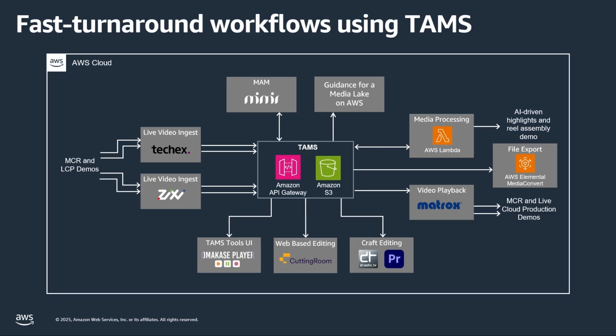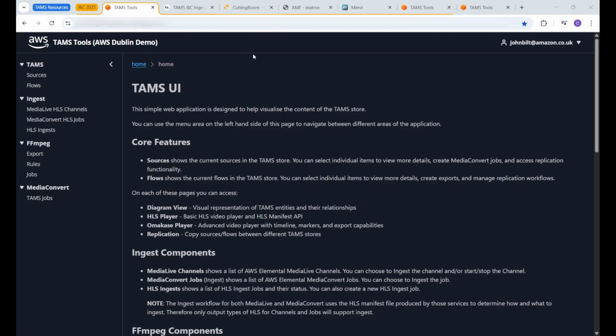So let's have a quick look at some of that demonstration. So I'm here looking at our AWS TAMS store. The implementation of TAMS is an open source version that we have put out on GitHub to help customers and partners get going as a reference implementation. In addition to that, we've also released the TAMS tools repo, which is a set of TAMS capable tools to help customers and partners start to build their environments.